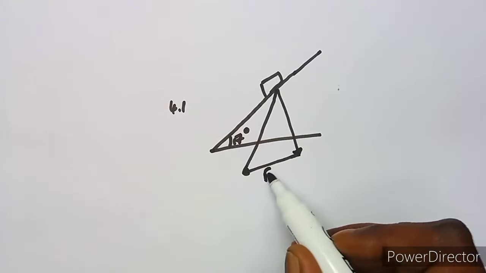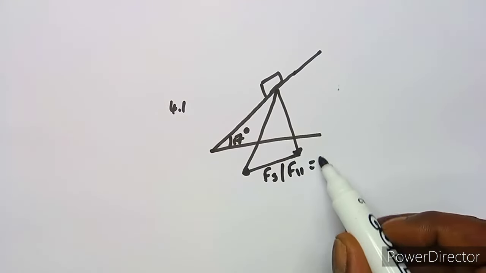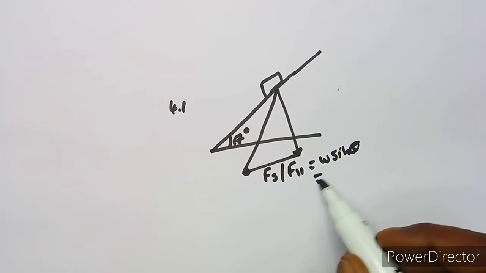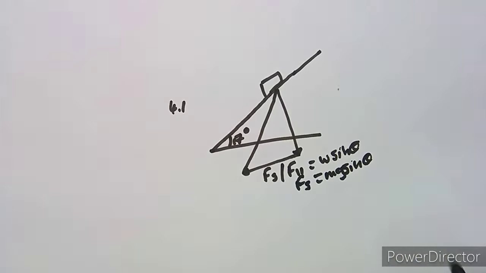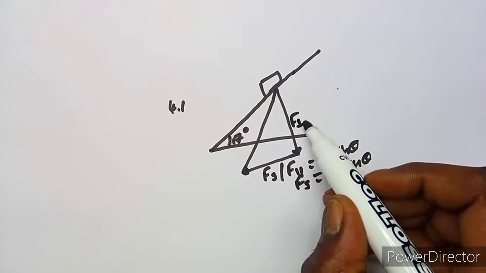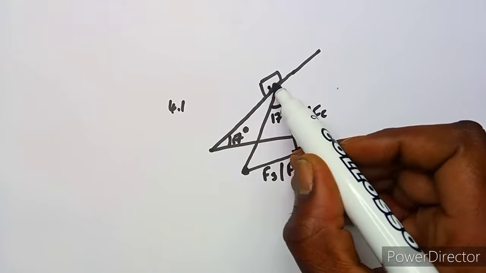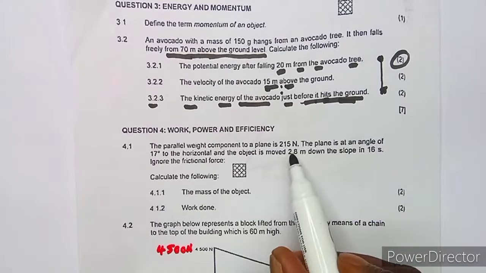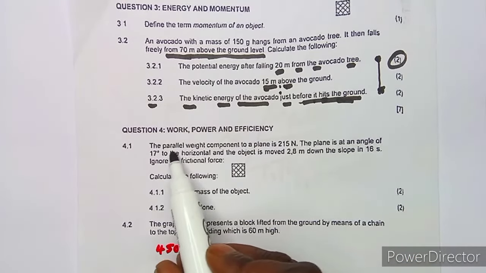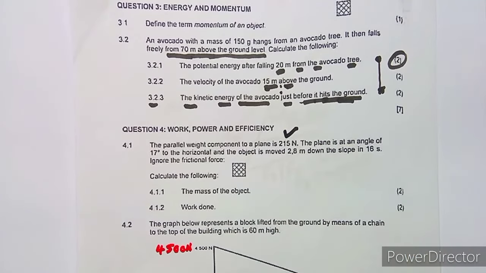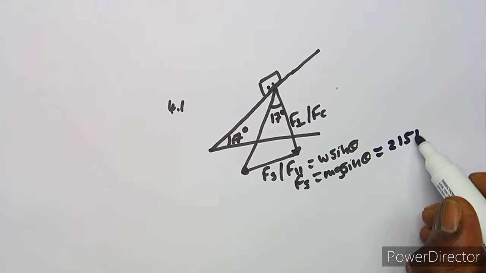All right, so this is actually your parallel component, which we know is equivalent to W sine theta, which is equivalent to mg sine theta. So that's our parallel component, and this is our perpendicular component, and this is your angle of 17, and this is the object which has got a mass. We are not given the mass, but we are given the angle. So this parallel component, they have given us as 215 Newton, which is Fs equivalent to 215 Newton.